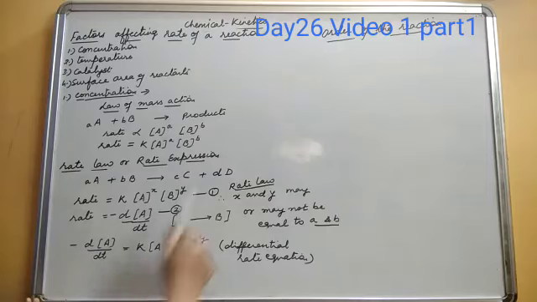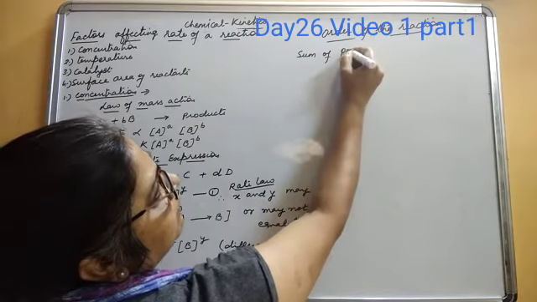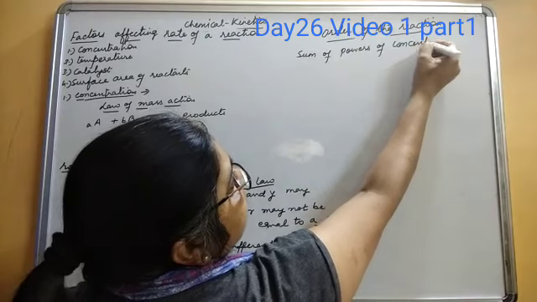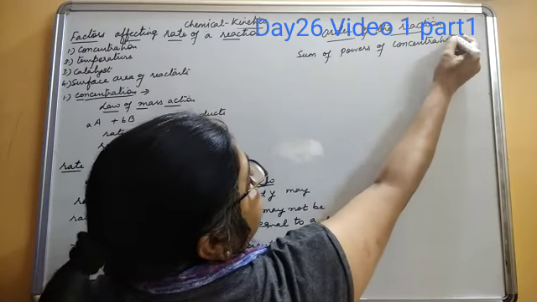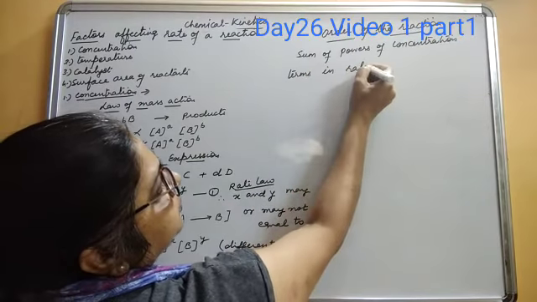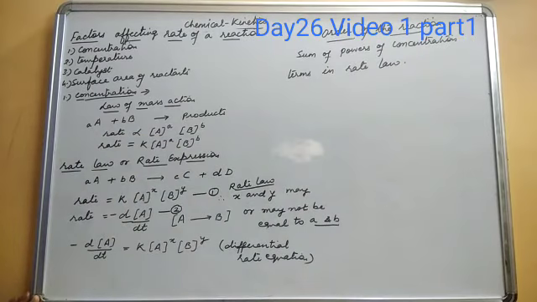Order of the reaction is actually the sum of powers of concentration terms in the rate law. That is, if we sum these powers of concentrations of reactants, or molar concentrations, from the rate law, that is known as the order of the reaction.